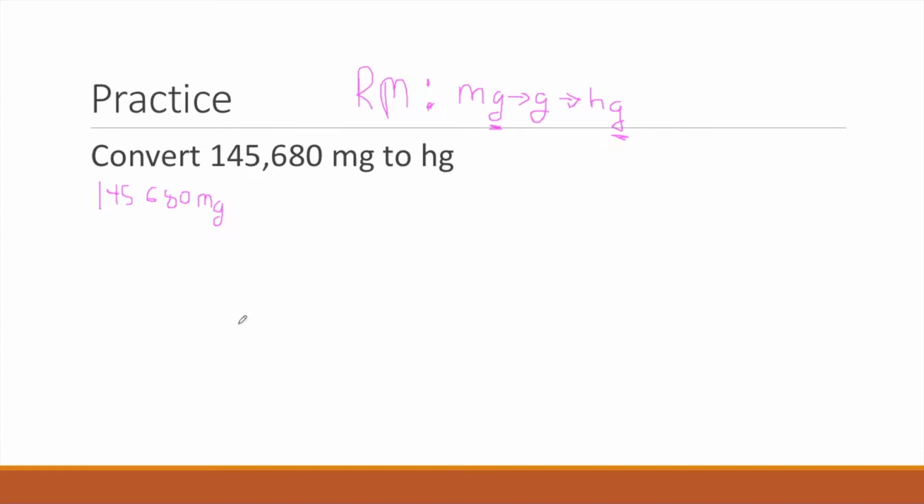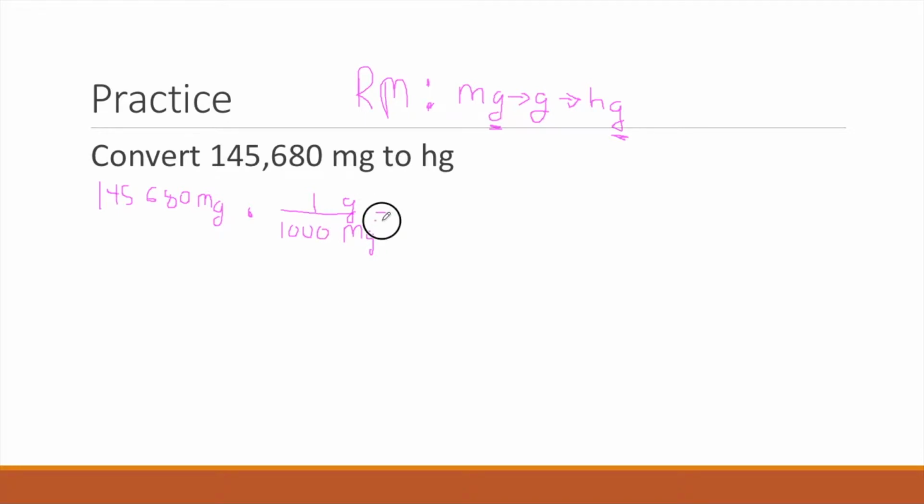Now back to our problem. We are starting with 145,680 milligrams. I need to first go to grams. If I look at my conversion chart, I'll know my conversion factor. If I look here, I'm starting with milligrams, so I have milligrams on the bottom, grams on top. When I look at that, we know that there is 1 gram for every 1,000 milligrams.